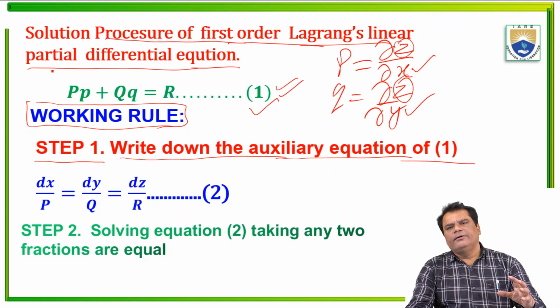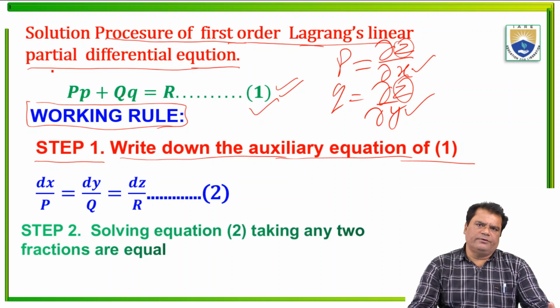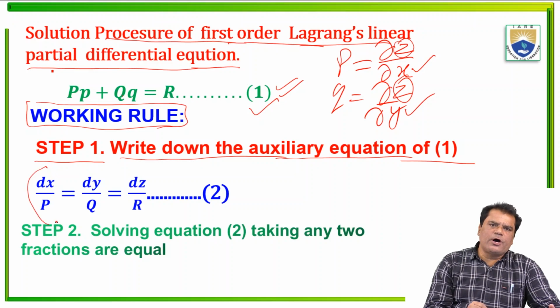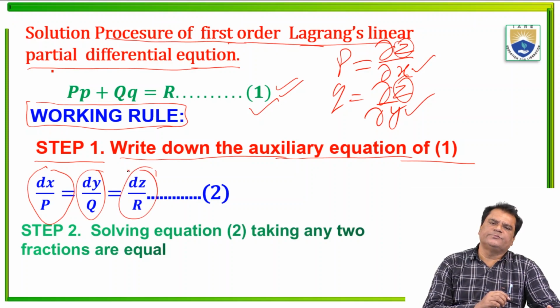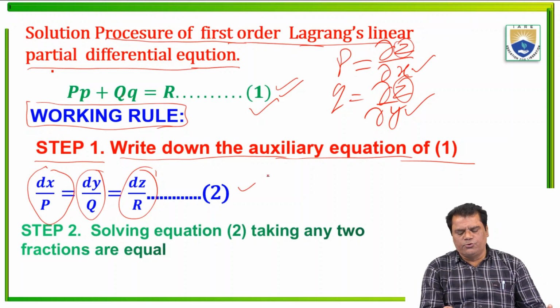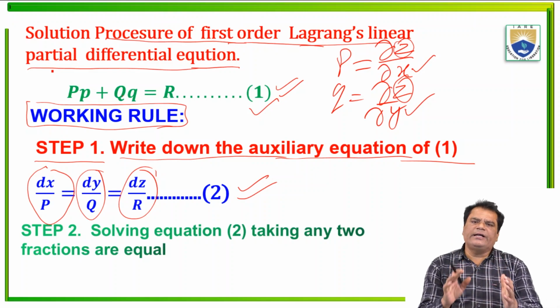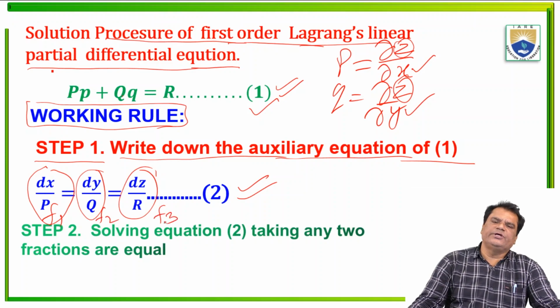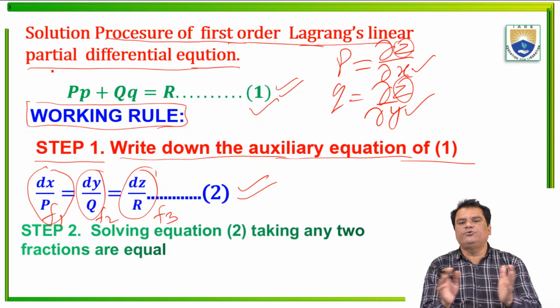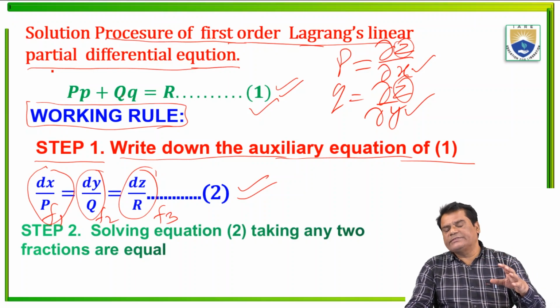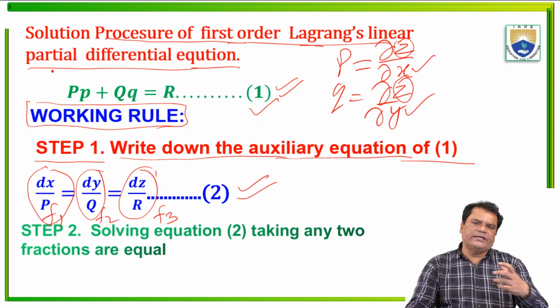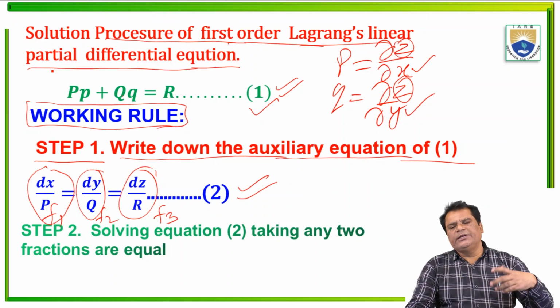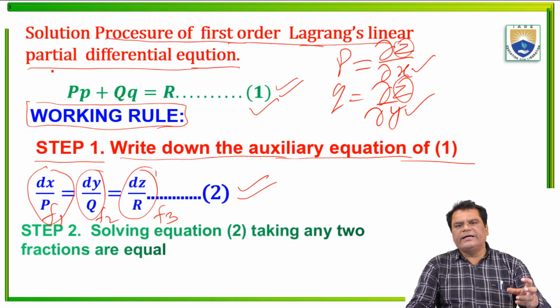Then in step 1, write down the auxiliary equation of 1. The auxiliary equation is dx upon capital P equal to dy upon capital Q equal to dz upon capital R. This is equation 2. Basically in auxiliary form, there are 3 fractions: fraction 1, fraction 2 and fraction 3, and all fractions are equal to each other.